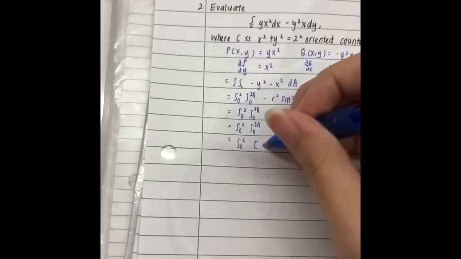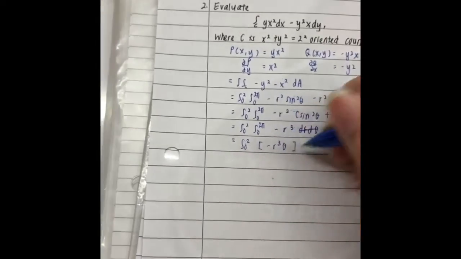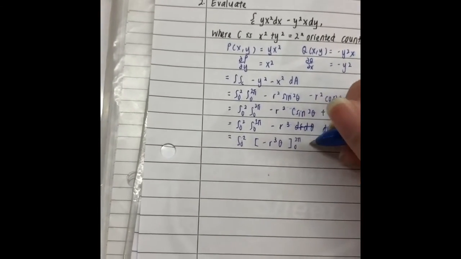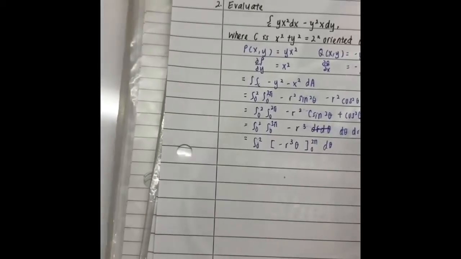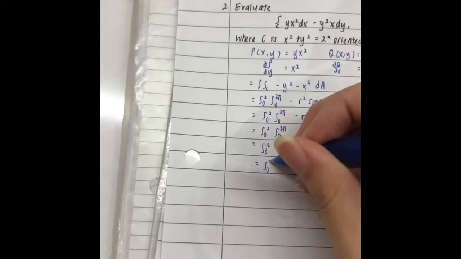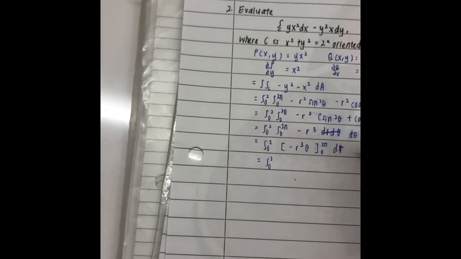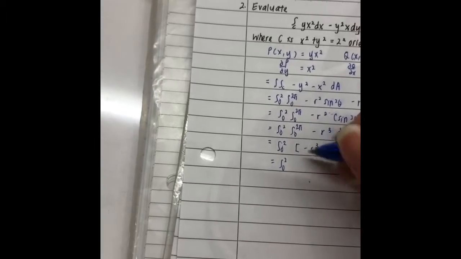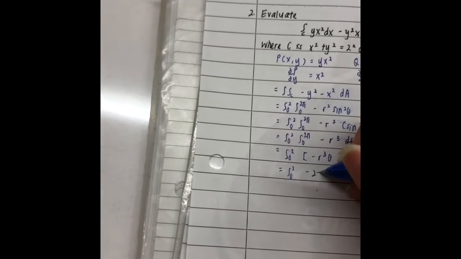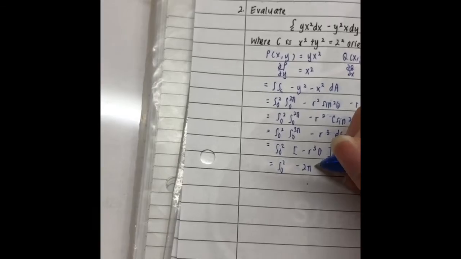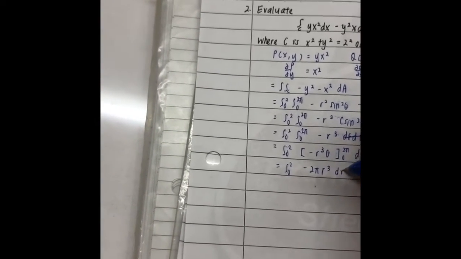So it will be negative r cubed theta from 0 to 2 pi, d theta dr, from 0 to 2. We'll get negative 2 pi r cubed dr.